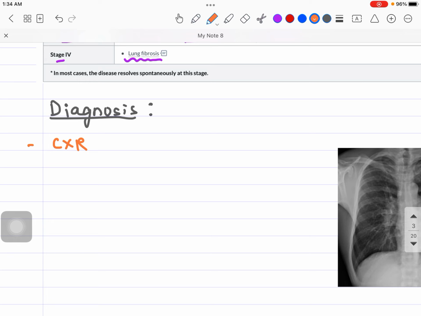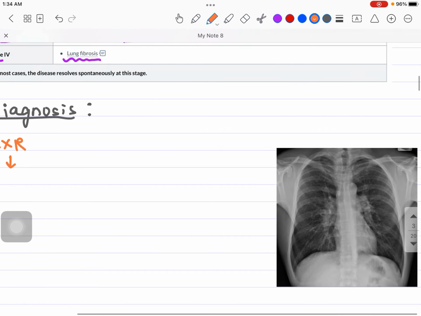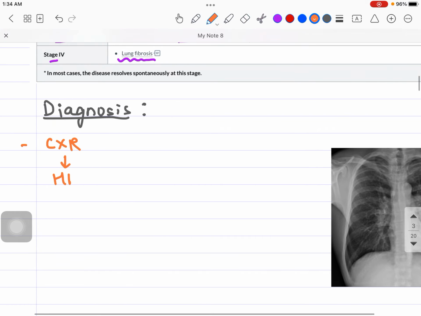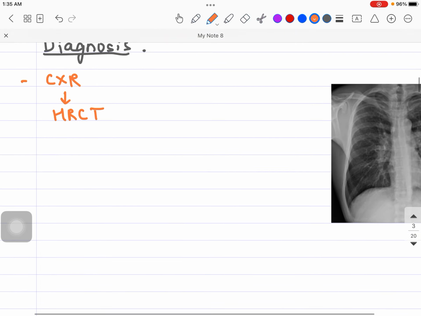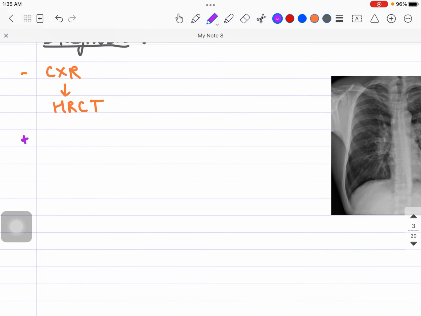If you are not very sure, or you are not getting satisfaction with the chest x-ray, or you are finding something like bilateral hilar lymphadenopathy, you can confirm that with the help of HRCT, high resolution computed tomography, right? So you can see the bilateral hilar lymphadenopathy. Very well. Then you can also take the help of labs. So what about the lab data? Let's talk about that as well.